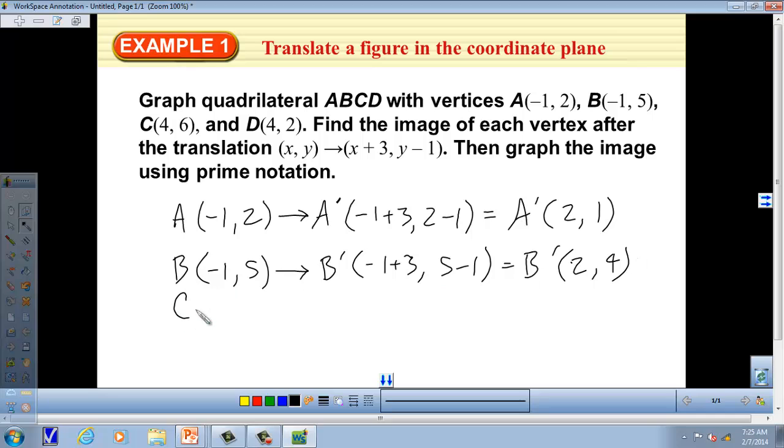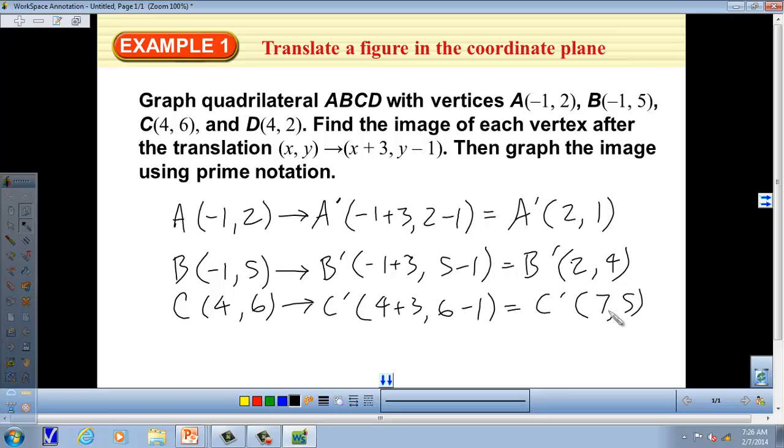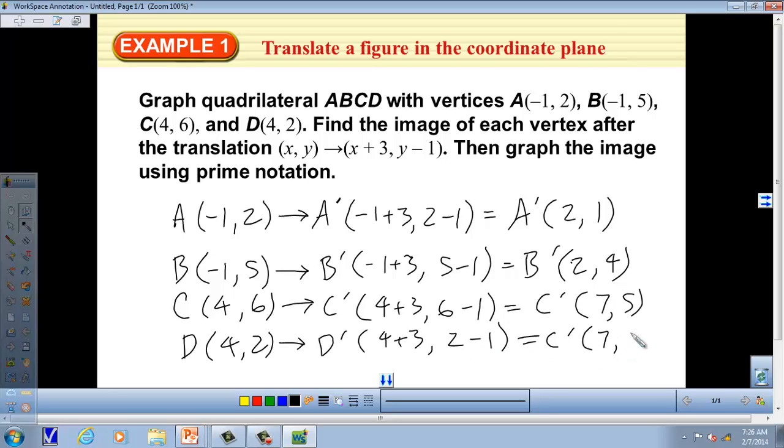Now we're going to look at C, which is at 4, 6. That becomes C prime, which is 4 plus 3, and 6 minus 1. So now our C prime is 7, 5. And finally, we've got D, which is at 4, 2, becomes D prime, which is 4 plus 3, and 2 minus 1, which is 7, 1.